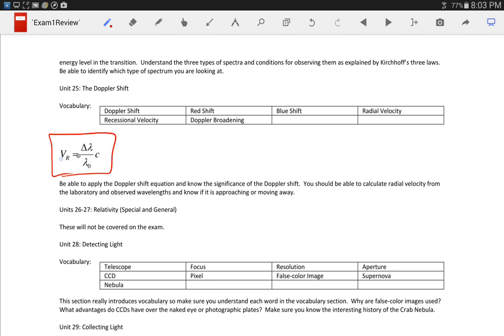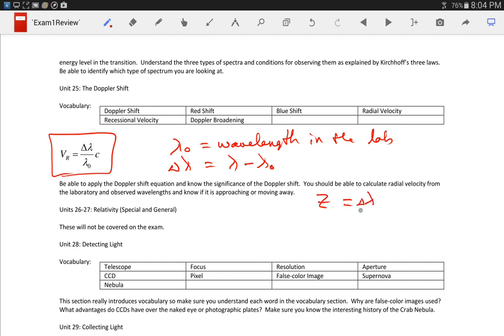And so this here, the velocity that it's moving is the shift in wavelength. Lambda 0 is the wavelength in the lab. And delta lambda is equal to the lambda that you measure minus the wavelength in the lab. That's how we calculate the recessional velocity. Now you might recall from class I said we often define z as equal to the wavelength shift over that wavelength in the lab, and so then we can just write v sub r is equal to zc.